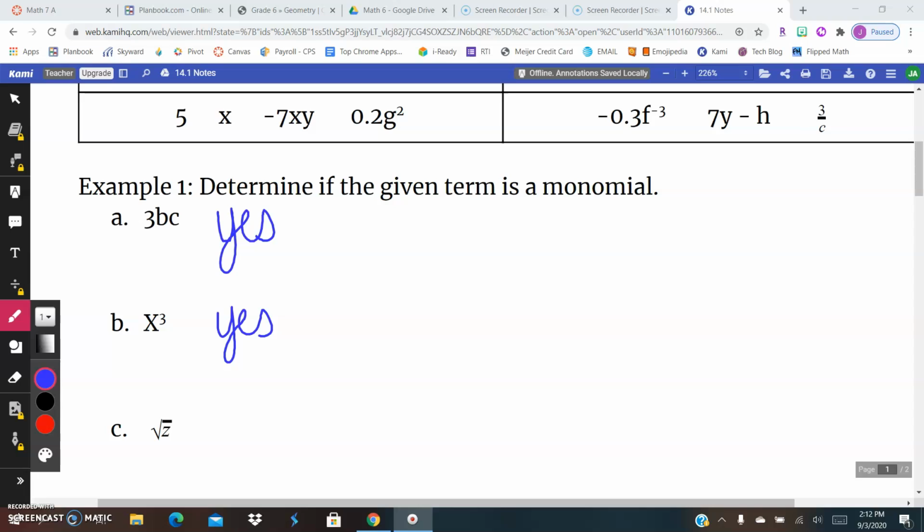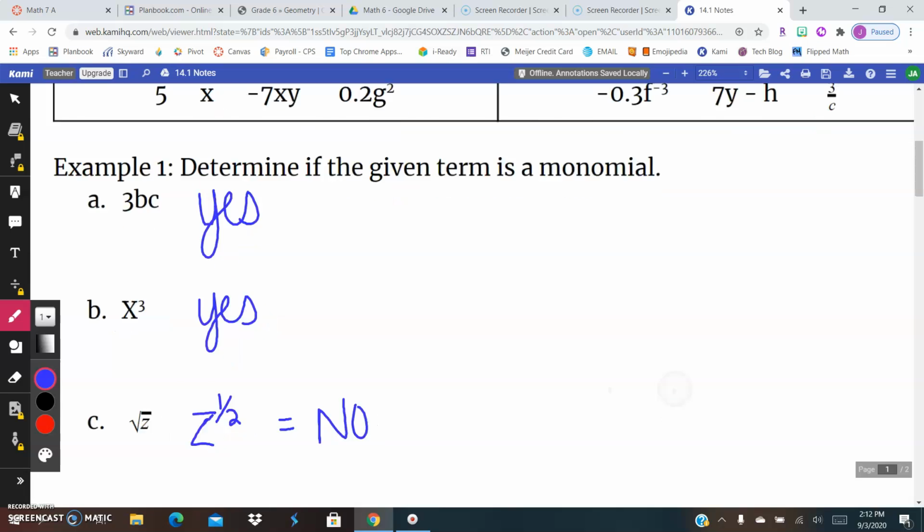For the square root of z, that can be rearranged to be written as z to the 1/2 power. And that would give us a fraction as an exponent. And in the above definition, we said we had to have a whole number exponent. So no, this is not considered a monomial.